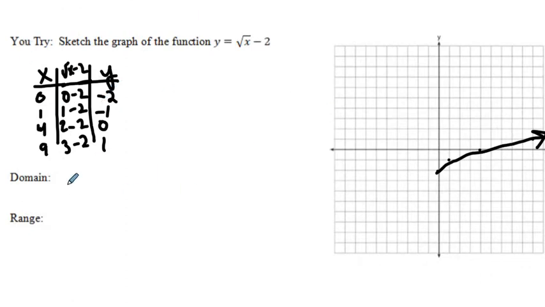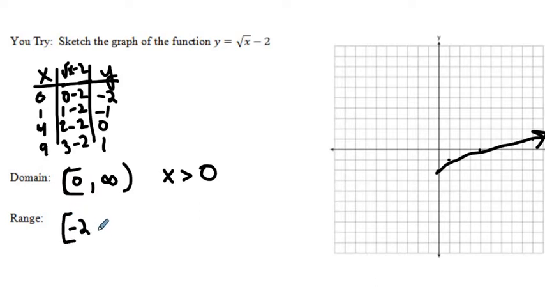All right, the domain does not change here. We're still limited to all of the positive numbers, so 0 to infinity, or x is greater than or equal to 0. Our range, on the other hand, has changed. It's still the same basic idea, but since we've moved the entire graph down 2 places, we're also going to move our range down 2 places. So now our range is negative 2 to positive infinity, or y is greater than or equal to negative 2.